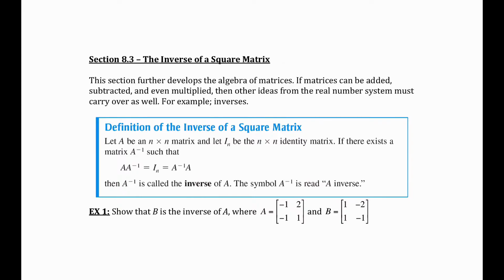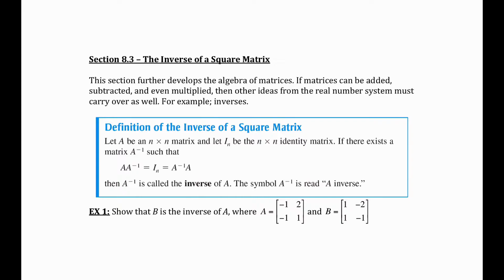So let A be an n by n matrix. It's a square matrix where it has the same number of rows and columns. And let I sub n be the n by n identity matrix. I'm going to pause right there because we have not defined an identity matrix, even though we've technically used them.